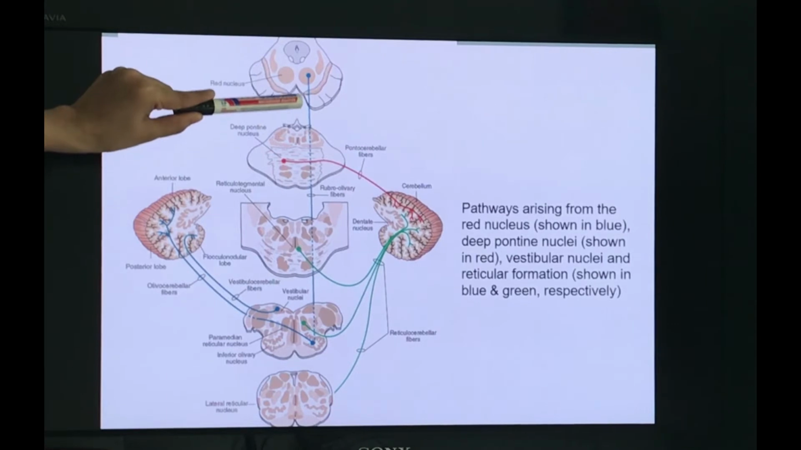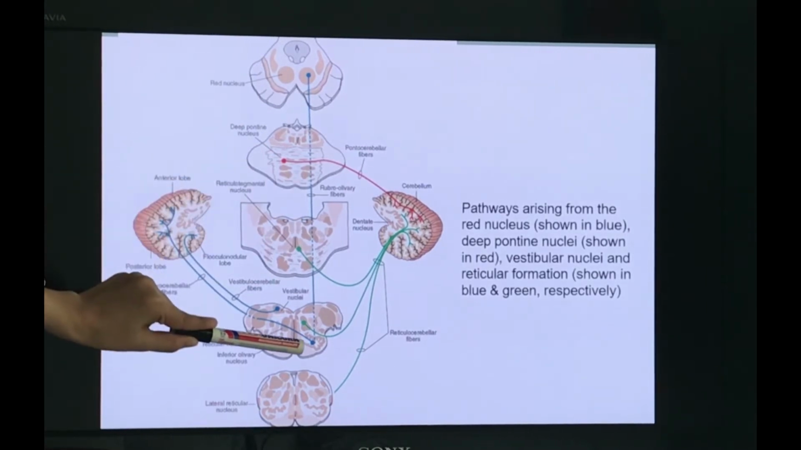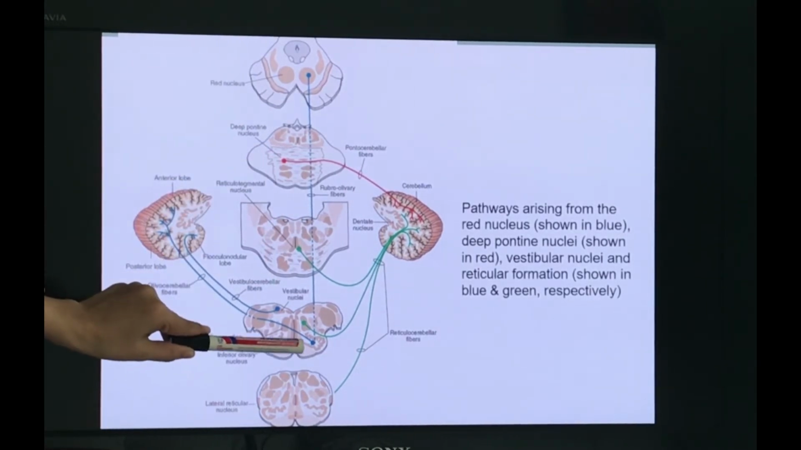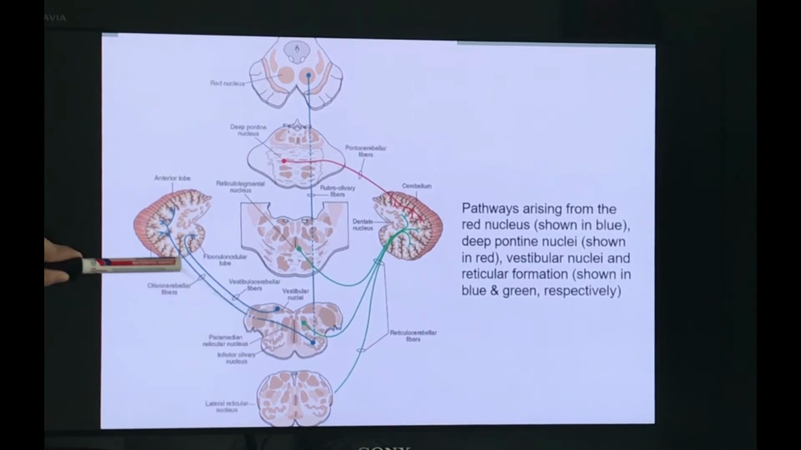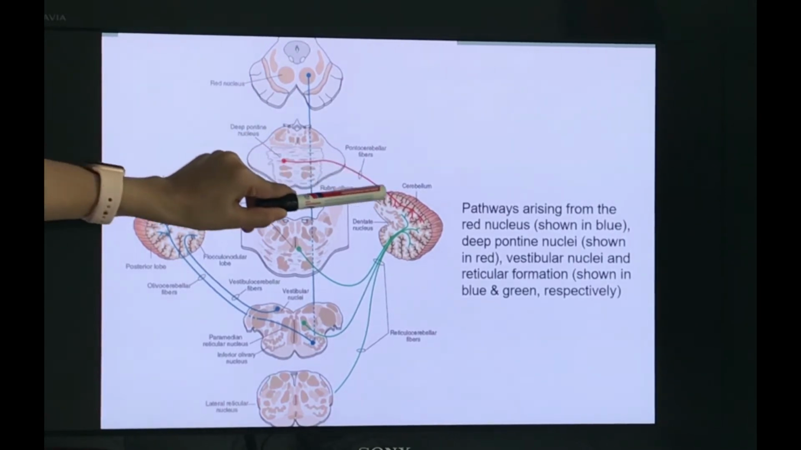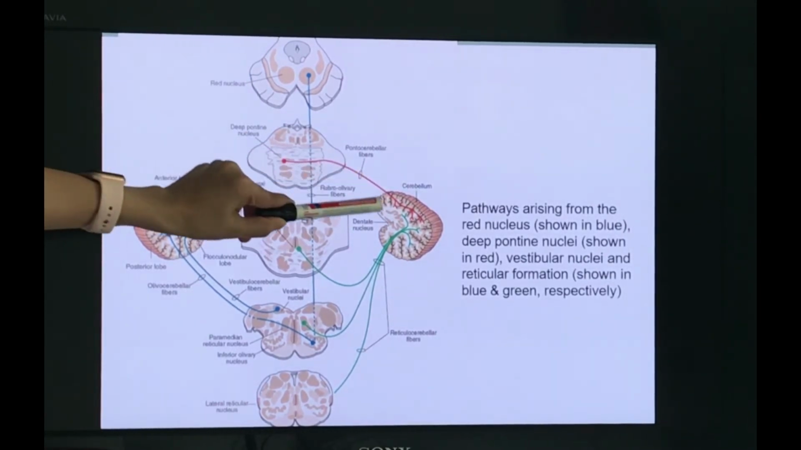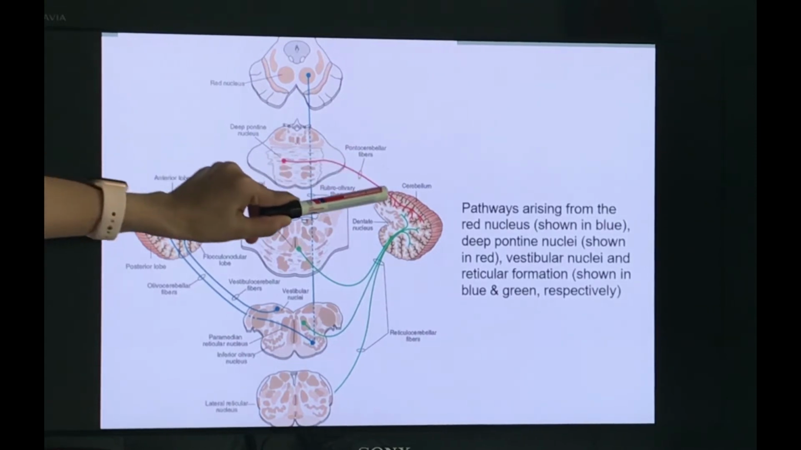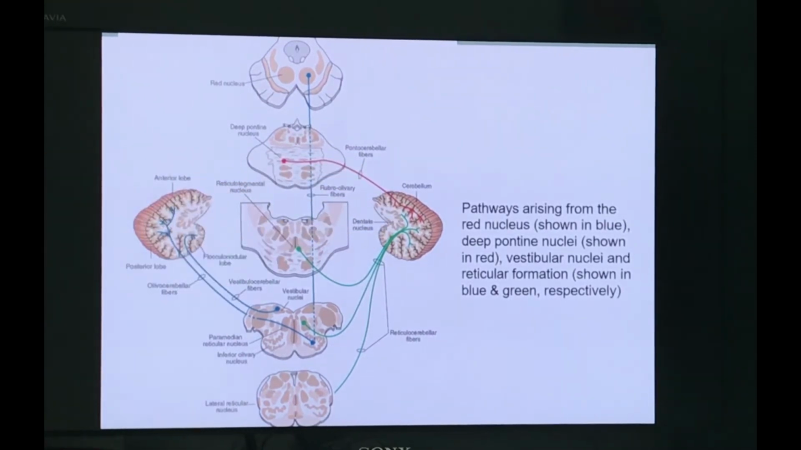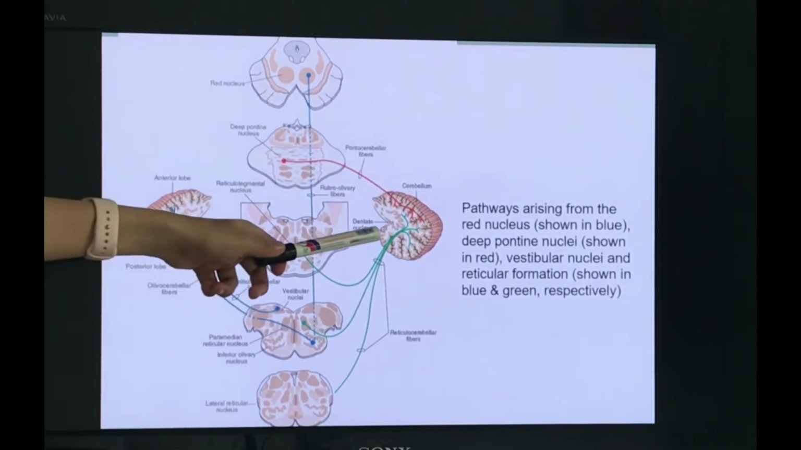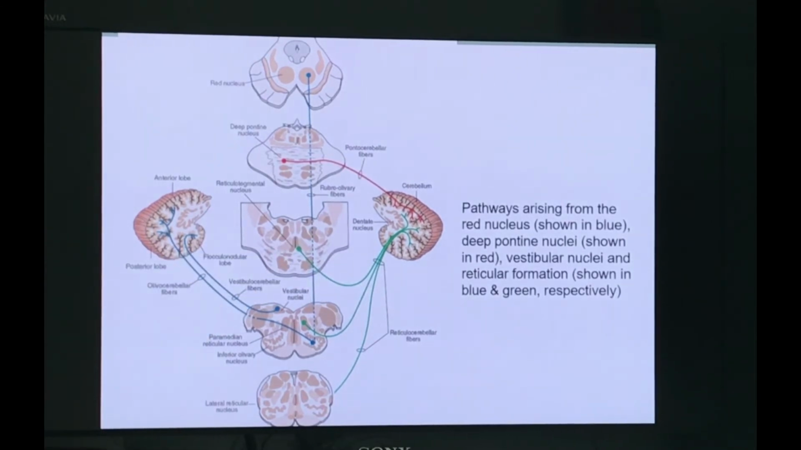Okay, so from there the fibers go to the inferior olivary nucleus, and from the inferior olivary nucleus the information is conveyed to the cerebellum. Then you can also see the red one represents the deep pontine nuclei, which is coming from the pons, which goes to the cerebellar cortex. Then the green one represents the reticular formation, the vestibular nuclei, and the information from the reticular nuclei.